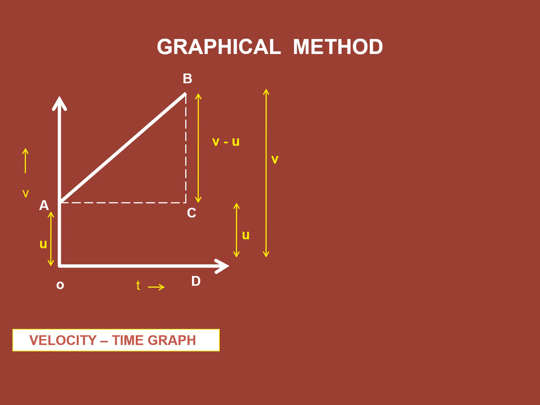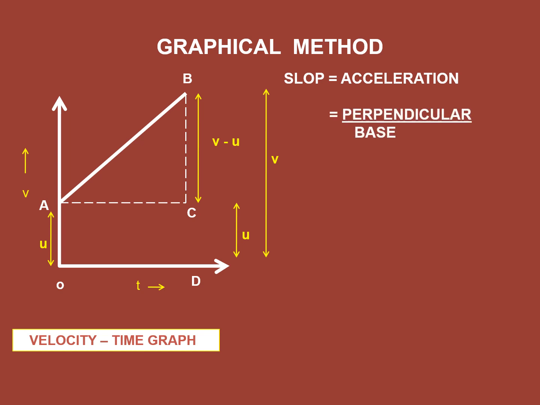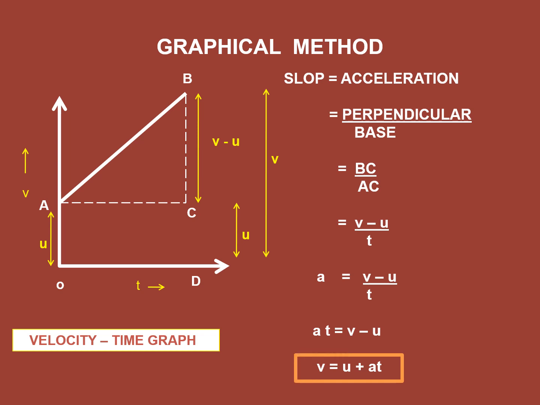Slope of the graph is equal to acceleration, which is equal to perpendicular upon base. Here perpendicular is equal to BC and base is AC. From the graph, BC is equal to v minus u and AC is equal to t. So A is equal to v minus u over t. Taking t to the left hand side, AT equals v minus u. Rearranging this, it becomes v equals u plus AT.